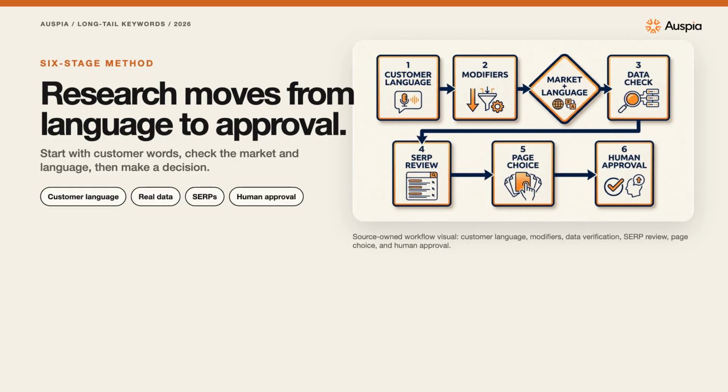Next, add modifiers that actually change the job. Useful modifiers include a target user, location, platform, budget, comparison, urgency, and question word. Do not create variations just because a tool can generate them. A variation belongs in a candidate list only when it could require a different answer or decision.